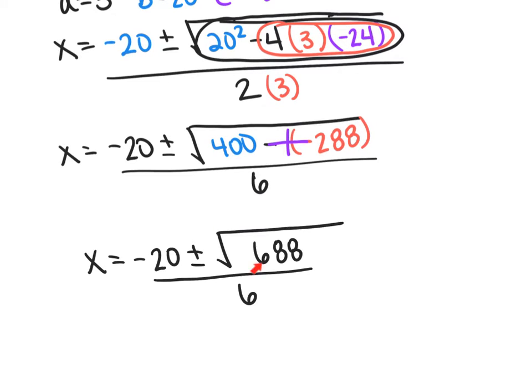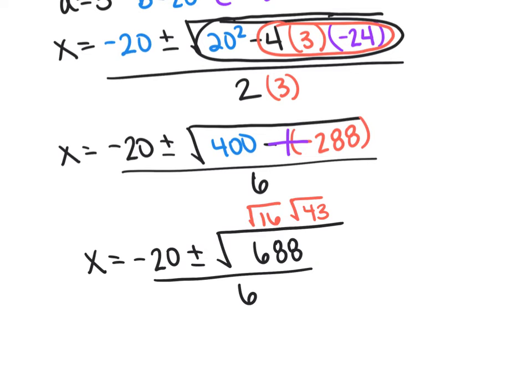And now I want to clean up the square root of 688. In a previous video, we looked at how to simplify square roots. And remember, we're looking for the biggest square that'll go into 688 that is a perfect square. So the biggest perfect square in 688 is 16. And I can rewrite the square root of 688 as the square root of 16 times the square root of 43. And that 16 times 43 will equal 688.